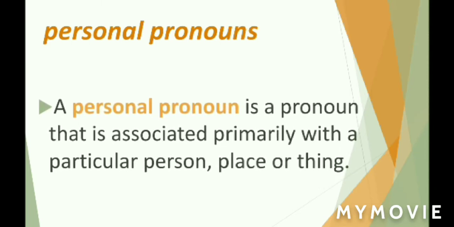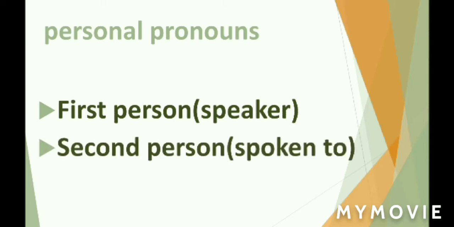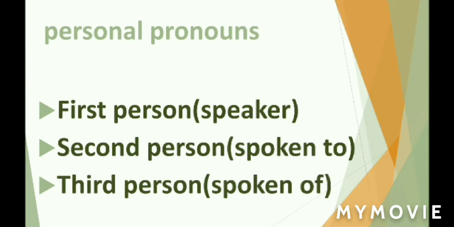Personal pronouns. Let's start from personal pronouns. A personal pronoun is a pronoun that is associated primarily with a particular person, place, or thing. How? In the English language, we have three persons. First person, who is the speaker. Second person, the person spoken to. And third person, the person spoken of.